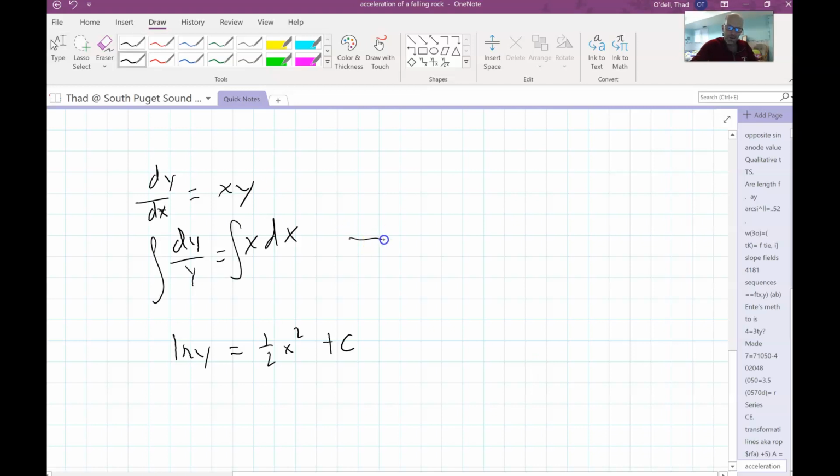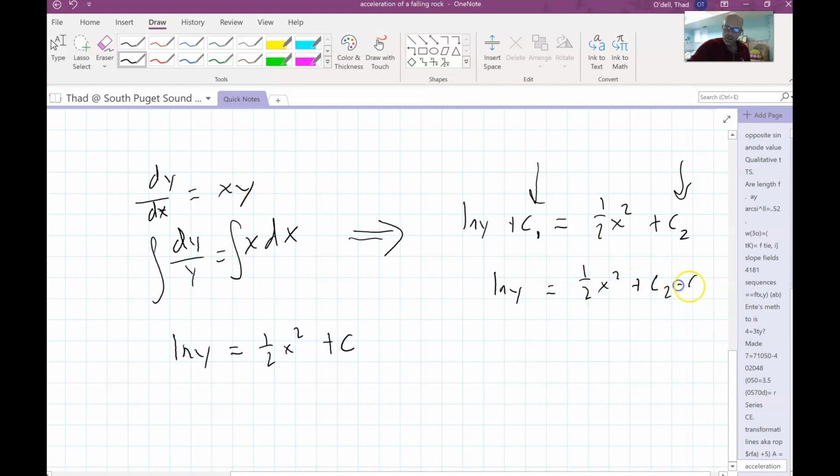If we did have a c on both sides, let's go over here for a second. That would have given us natural log of y plus c is equal to 1/2 x squared plus c. But they'd be different c's, like c1 and c2, let's say, right? And remember, c is just any numerical constant, right? So if I have a constant over here and a constant over there, I could subtract c1 from both sides, and I'd have natural log of y is equal to 1/2 x squared plus c2 minus c1.